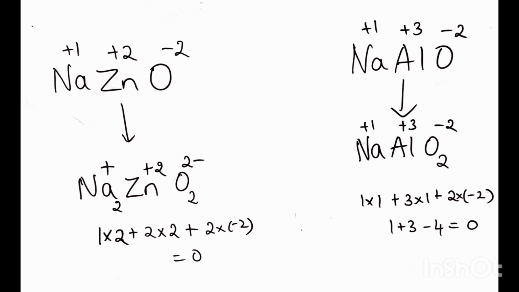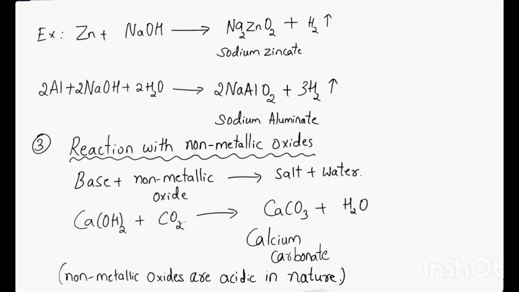In the same way, sodium aluminate. Here also the valency of sodium is plus 1, aluminium is plus 3 and oxygen is minus 2. Here also the charge is not balanced in this chemical formula. So we will write the molecular formula as NaAlO2 which gives the neutral charge 0. Okay, understood? Let us move to the next property.